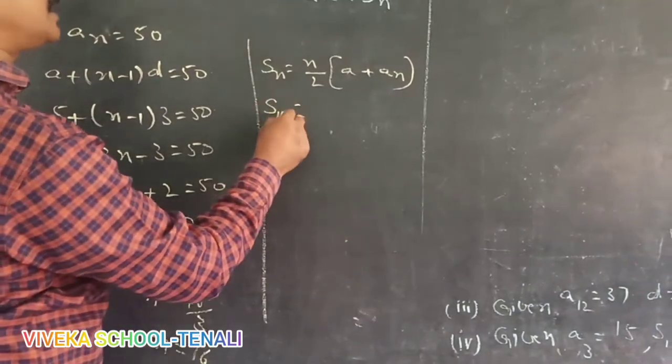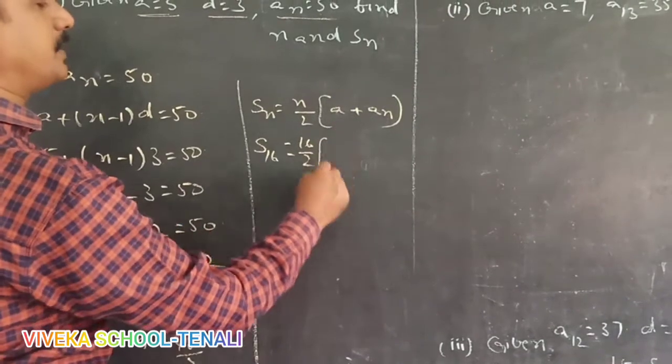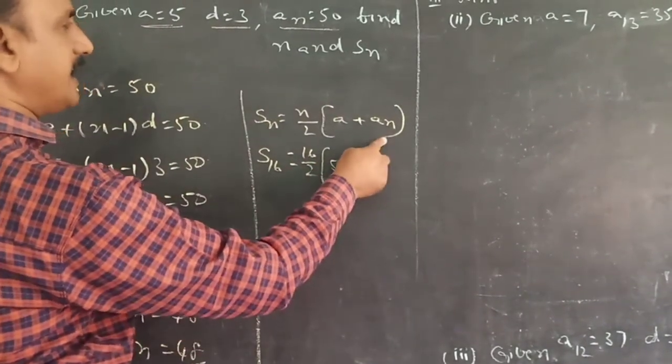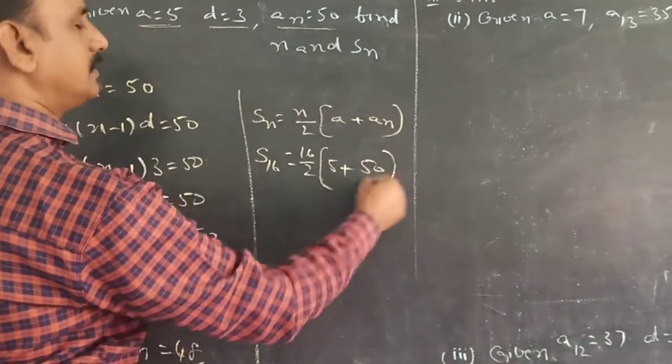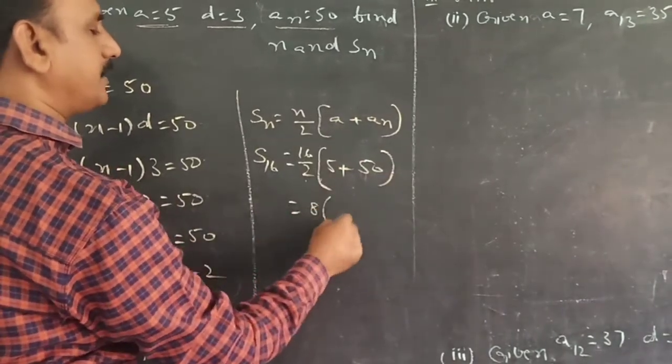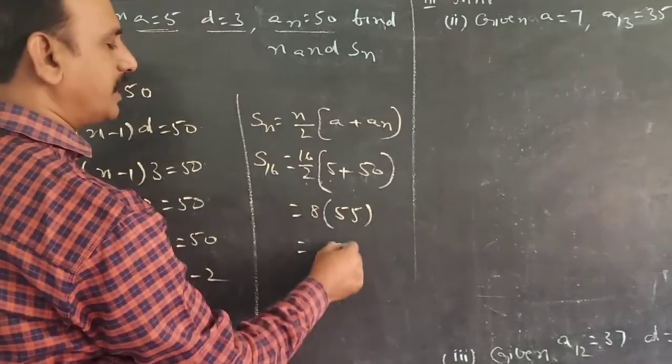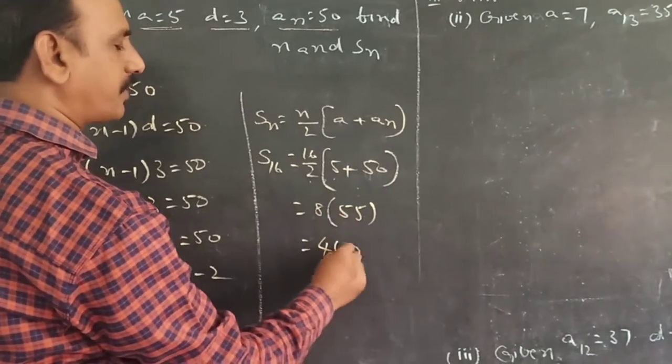So S16 is equal to 16 by 2 into (first term 5 plus An). An is equal to 50. So 16 by 2 is 8, into 55. 8 fives are 40, 8 fives are 40 plus 4, 44.